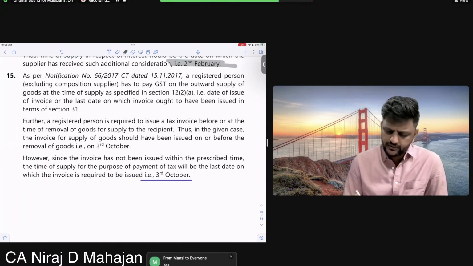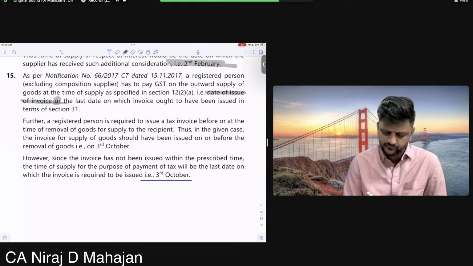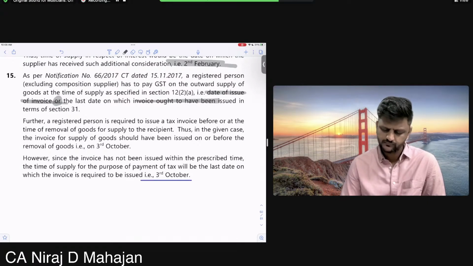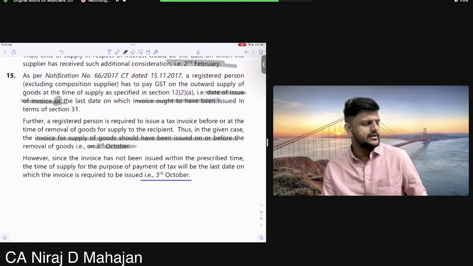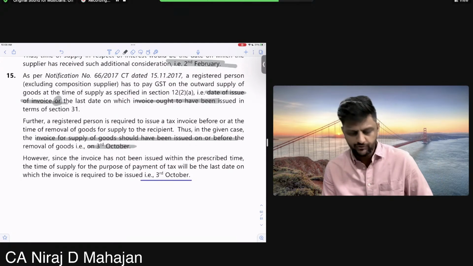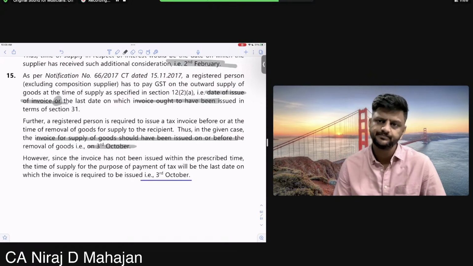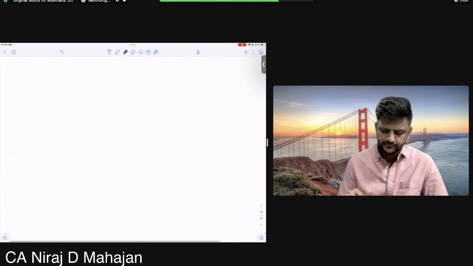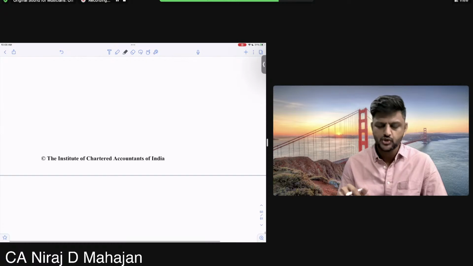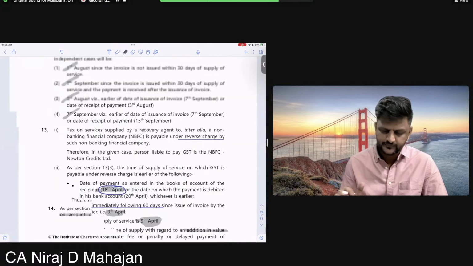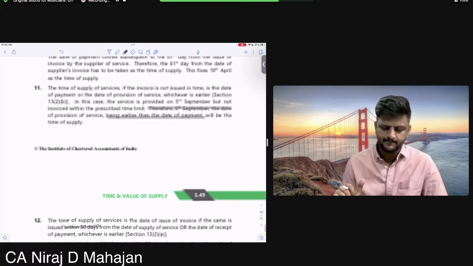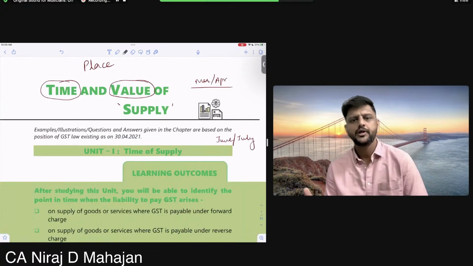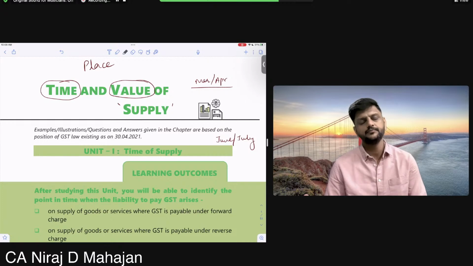So date of invoice or due date. Okay, children? So clear cut right now, it is earlier of 3rd October or 5th October. So 3rd October. Done? Any issue with time of supply, children? Simple chapter. Sweet chapter, children. So the time of supply chapter is also done. Okay or no?